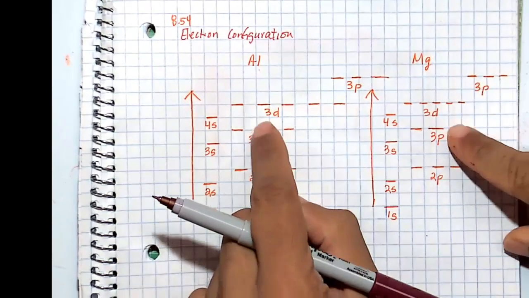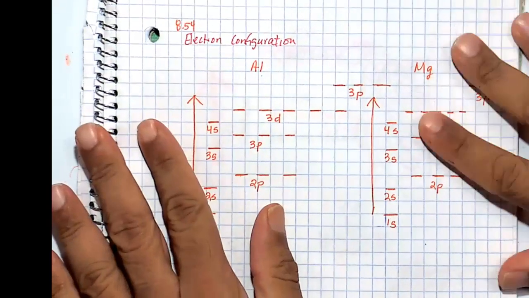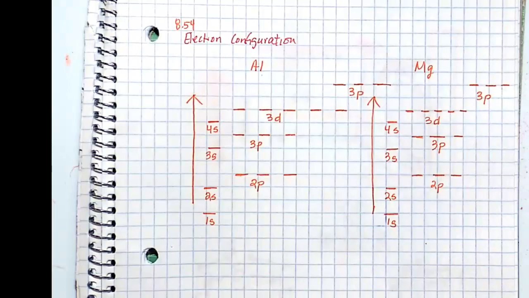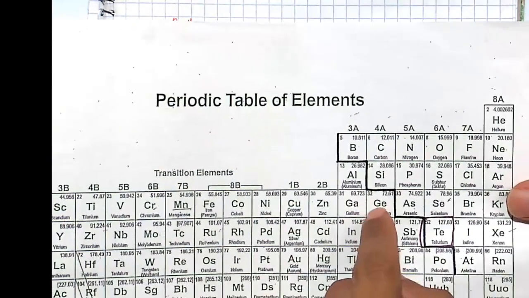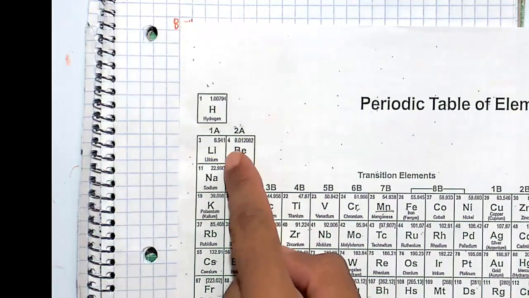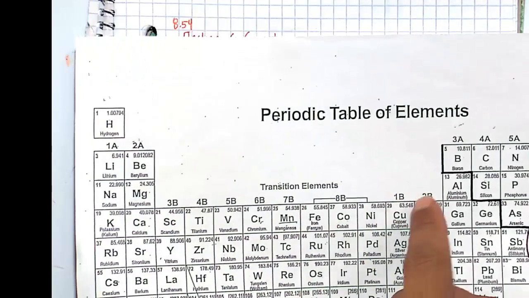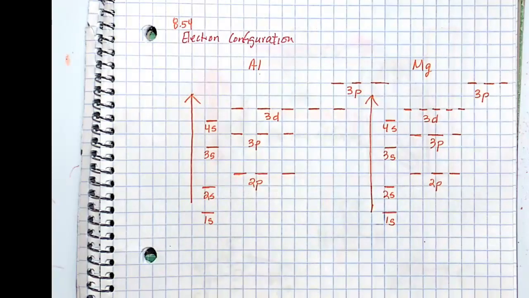As an example, let's look at the electron configuration of aluminum versus the electron configuration of magnesium. So look at where aluminum is housed in the periodic table. Aluminum is housed in group 3A and magnesium is housed in group 2A. So the 2A and the 3A tend to not follow the trend. In order to see that, let's fill in the electrons.